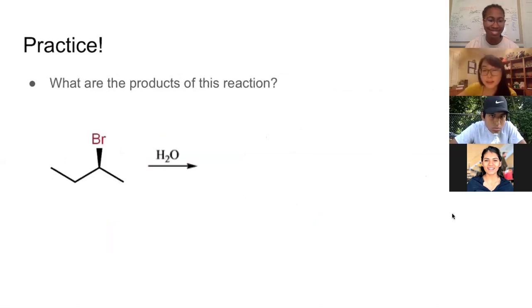Here's going to be another practice. And so again, we want to start off by looking at our solvent. We have H2O. That's going to be a bad nucleophile. And so what do we think that is? SN1 or SN2? It's going to be SN1. Yes, thank you, Nestor. It's going to be SN1.